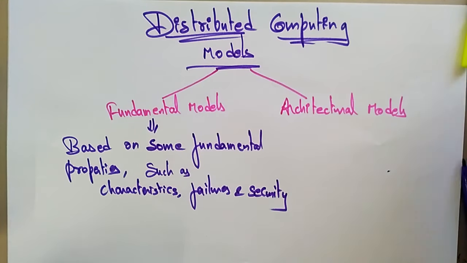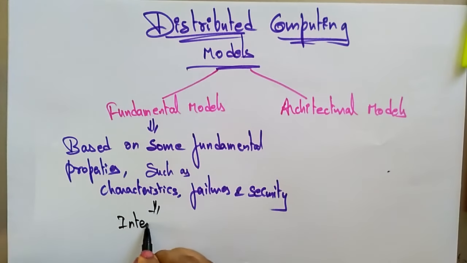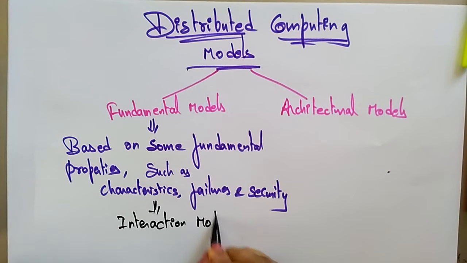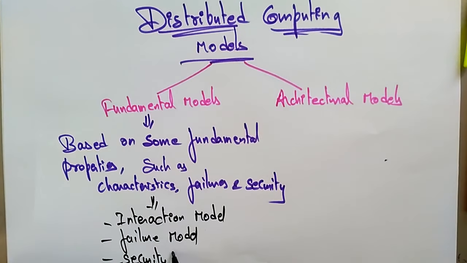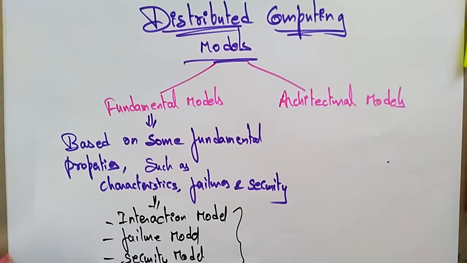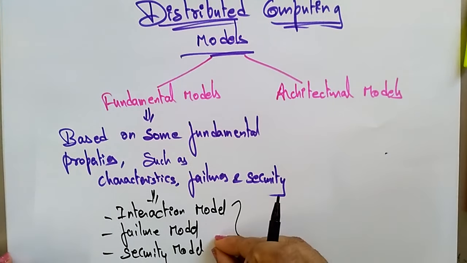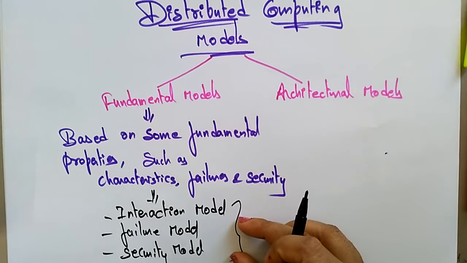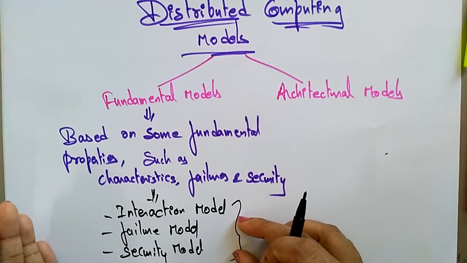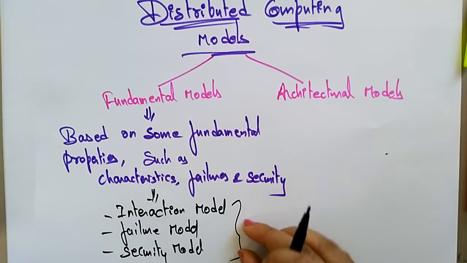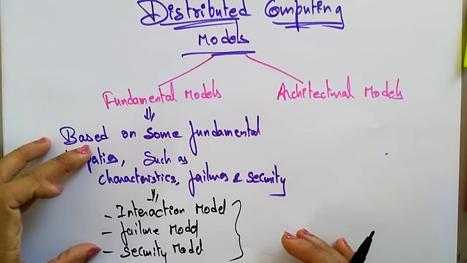So what are the examples of these fundamental models? The different examples of the fundamental models are the interaction model, failure model, and security model. So these three models are based on fundamental properties like characteristics, failures, and security. If you want to design a distributed computing system, you have to think about the fundamental models also, like what are the characteristics of that system, is there any failure concept, and how you are going to provide the security. These all come under the fundamental models.